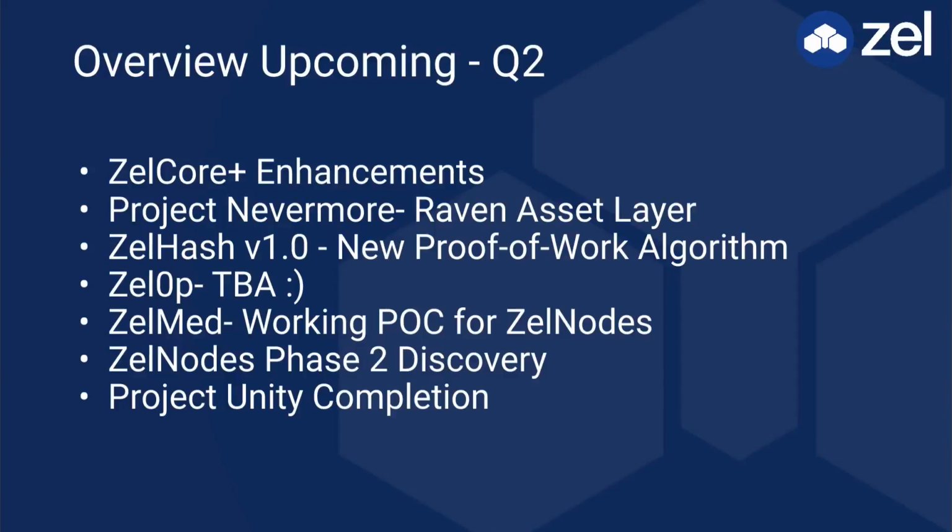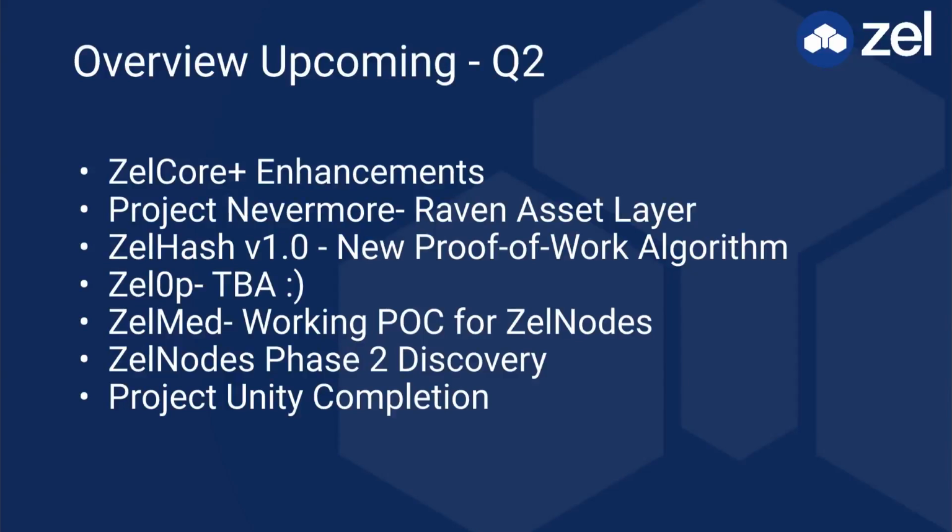Project Nevermore, Dan just covered that. I don't think we need to go over it again, but it's 19,200 assets that are on Raven, with the first multi-asset platform to provide access to the Raven asset layer. And it's going to be available obviously on desktop and mobile.